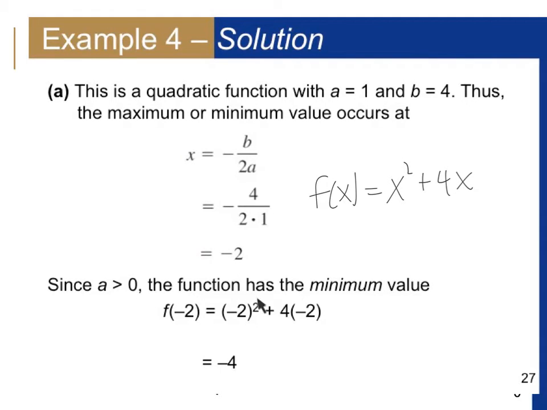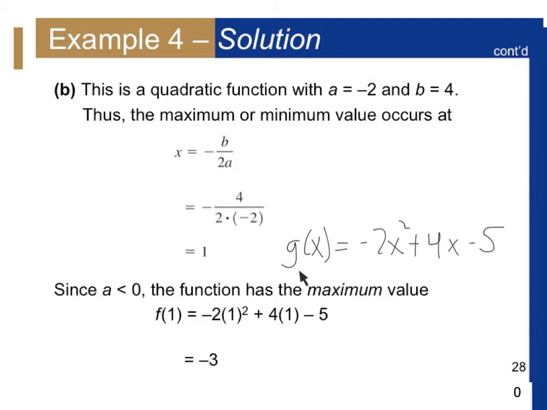Since a is greater than 0, the function has a minimum value at the vertex because the parabola opens up. So our vertex is going to be a minimum. Okay. So we plug in the minus 2 into our function, and we get minus 2 squared plus 4 times minus 2, which is 4 minus 8, which is a minus 4. So that is the minimum value of the function, that minus 4. It's always the y value when we talk about the value of the function.